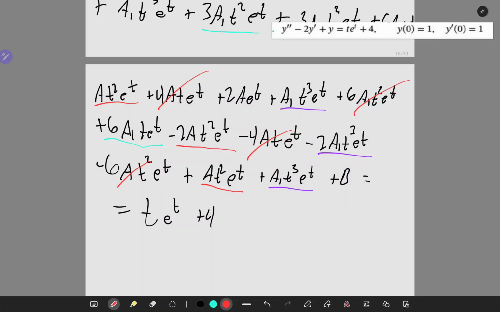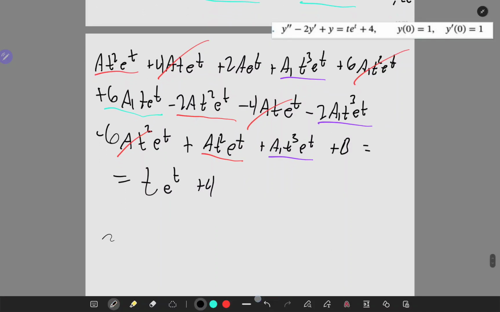I believe that's it, right? Yeah, that's it. So we're going to be left with, let's do the red ones first. So we have 1 minus 2 is negative At squared e to the t. Let's do the one that's not grayed out, this one that's not colored, plus 2A e to the t. The purple ones, 1 minus 2 plus 1 is 0. So these completely cancel out.